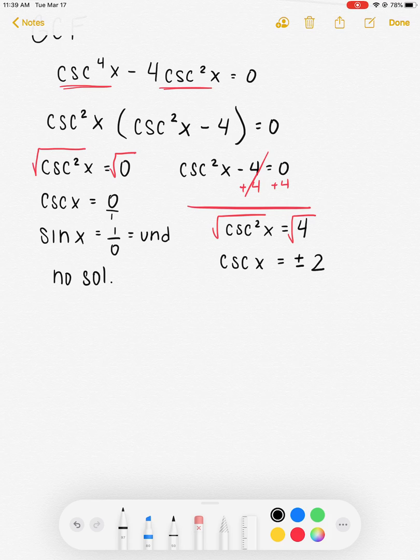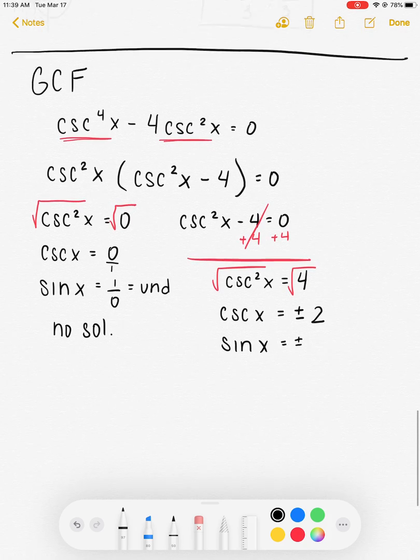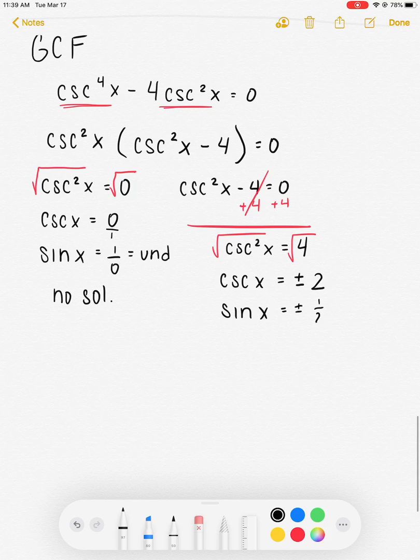Then I want to find the reciprocal of cosecant so that I can work with sine, cosine, or tangent, and I know that the reciprocal of cosecant is sine of x. And if I find the reciprocal of one side, I have to find the reciprocal of the other side, and the reciprocal of 2 is 1/2.